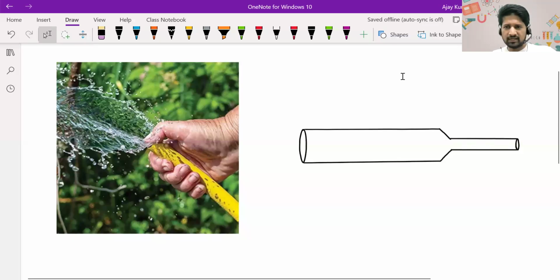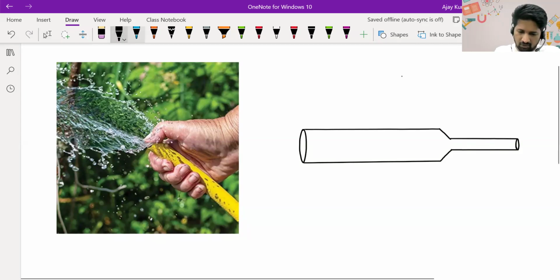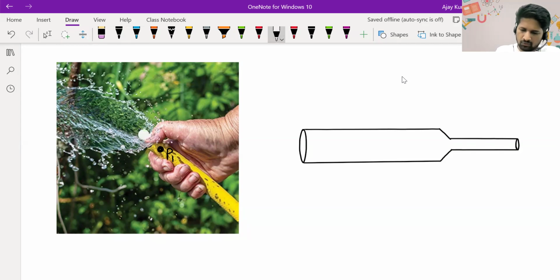Right. Last class we had this discussion about whether the pressure of the liquid inside the pipe, let's call it P1, will be greater, or the pressure of the liquid after it comes out of the pipe, P2, will be greater. Some of you were of the opinion that P1 will be greater than P2. Some of you said P2 will be more than P1.